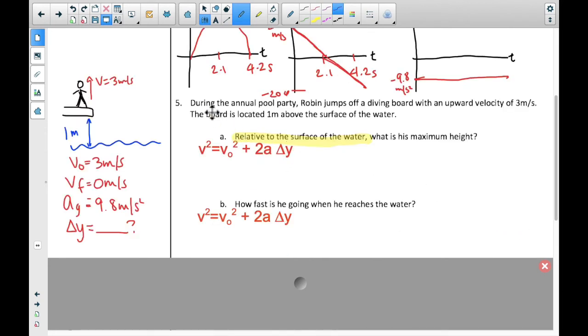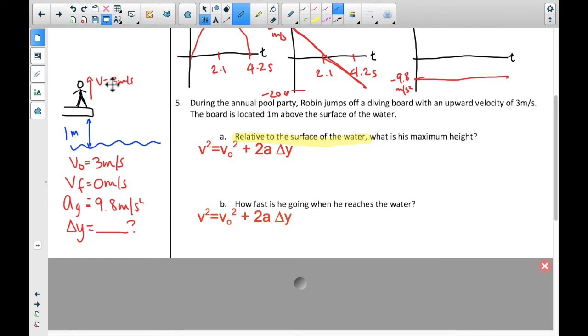Okay, new problem. During the annual pool party, Robin jumps off a diving board with an upward velocity of 3 meters per second. The board is located 1 meter above the surface of the water. So over here I have a little diagram. Here's Robin. He's going to dive off, initial velocity upwards of 3 meters per second, and he is 1 meter above the pool. Okay, so relative to the surface of the water, what is his maximum height?